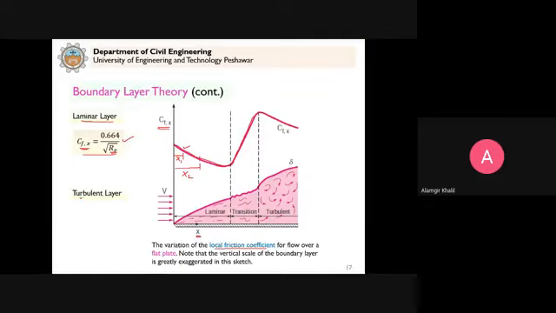If we have a turbulent boundary layer, then in that case the local friction coefficient can be calculated using this expression, where Rx is the local Reynolds number. So this is how we can calculate this friction coefficient, and you can see that it is variable, changing. This is the diagram which is shown here.